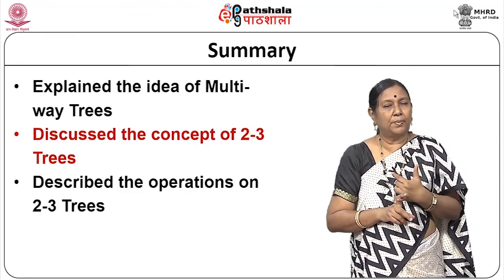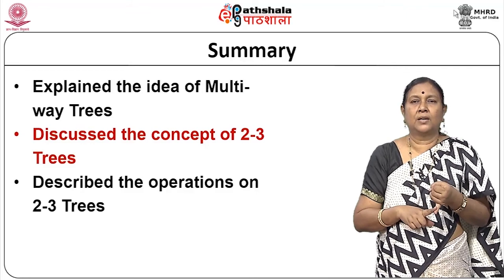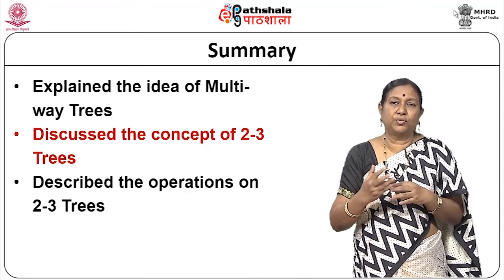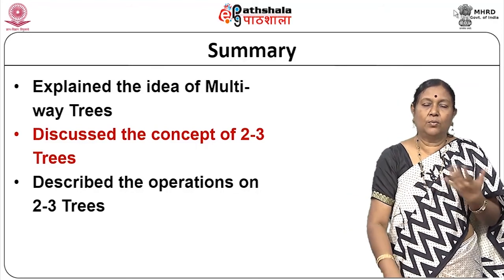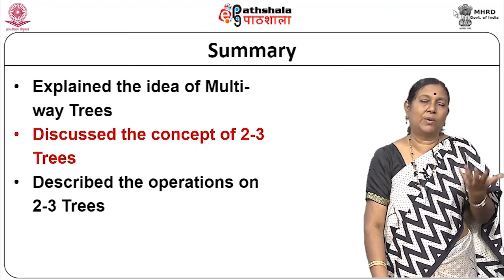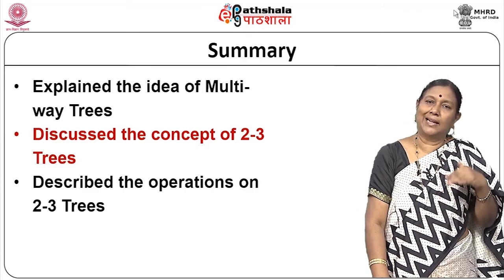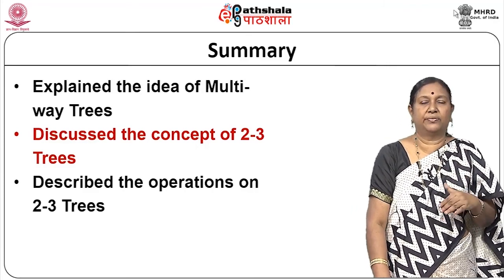So, we described operations on 2-3 trees, search, basically we discussed insertion and deletion. When the property of 2-3 trees becomes violated, what happens? One, it became overfull, one it could become empty. So, in the next module we will be talking about another type of multi-way search tree, the 2-3-4 tree.